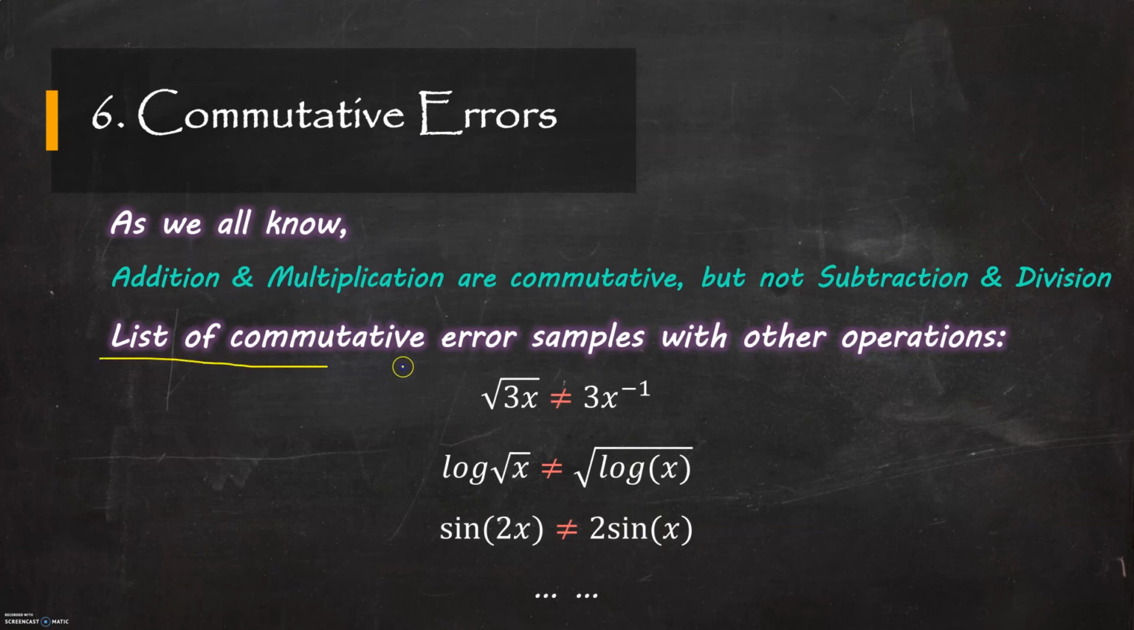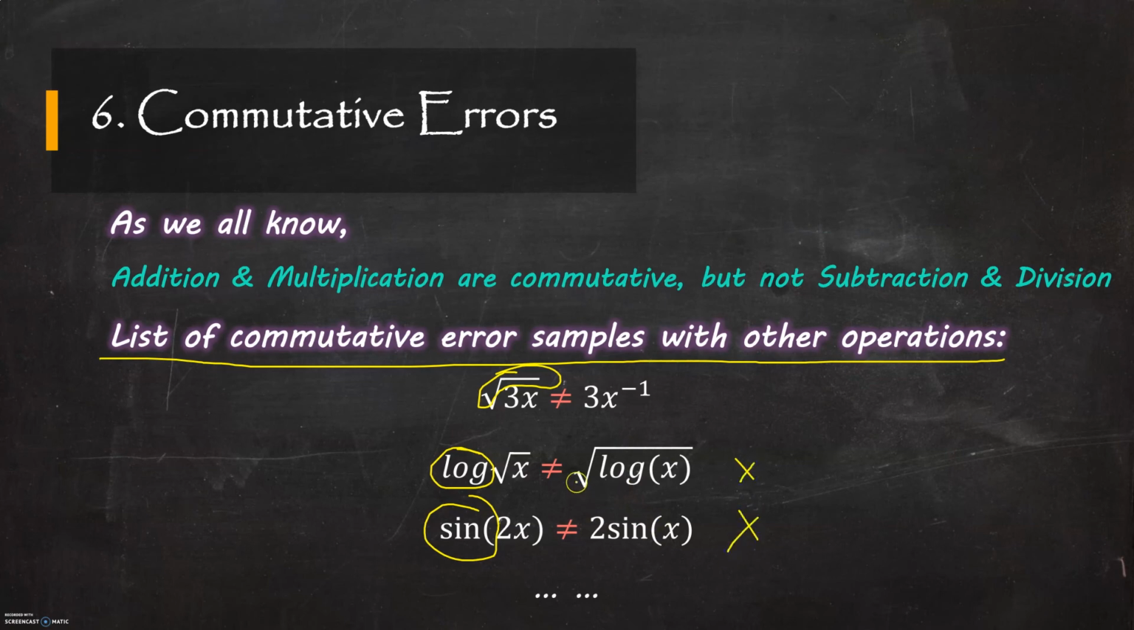And here I have the error samples with other operations, such as square root and multiplication, logarithmic function, and trigonometry here. So those are not correct. So we can't just simply switch the log with the x here. We cannot switch the 2 and the sine here.